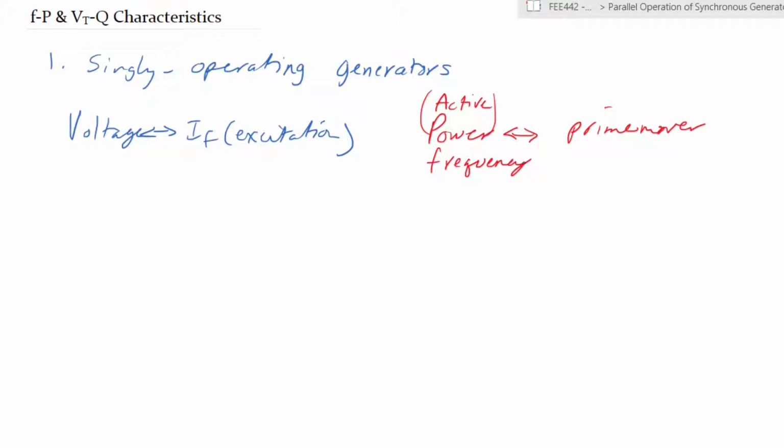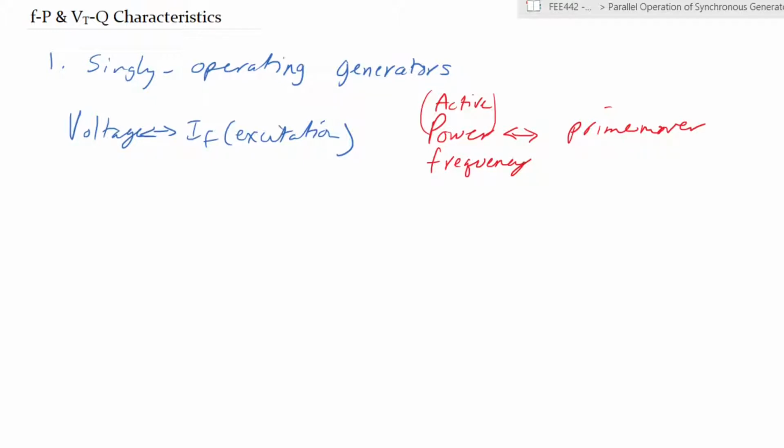The same thing applies to generators. If your load requires 50 kilowatts, the prime mover must rotate the generator in such a way that it can produce 50 kilowatts, right? So the energy put in must match the energy being put out. And at the same time, the prime mover is the one that determines the frequency by determining the speed.